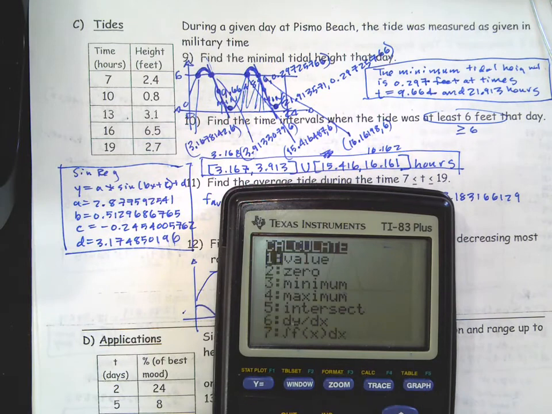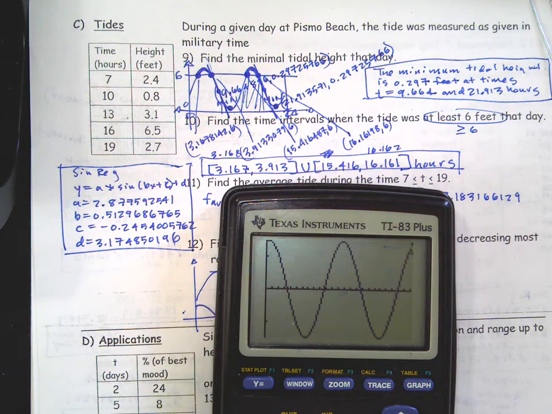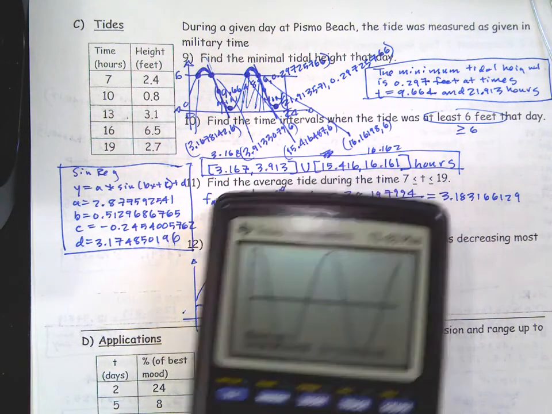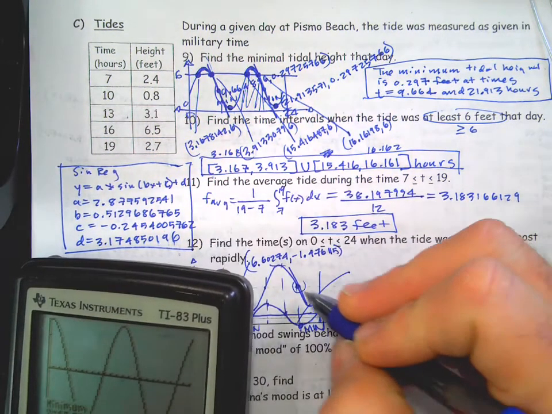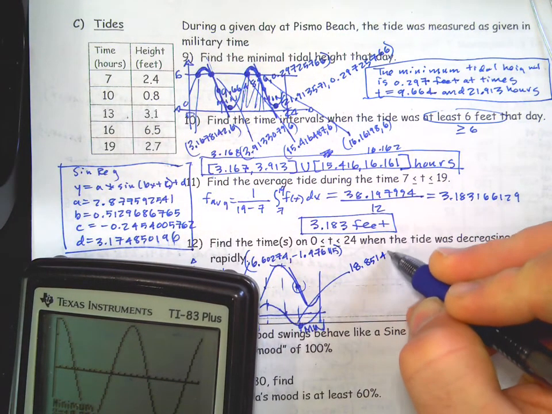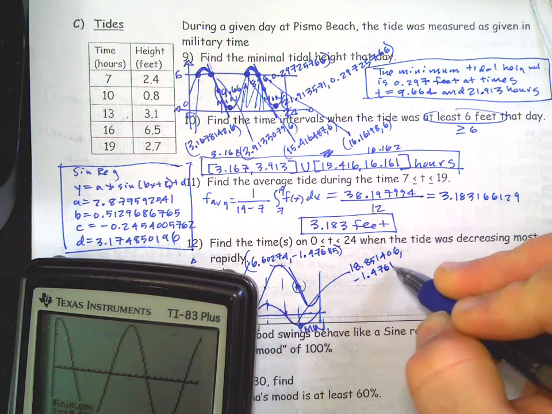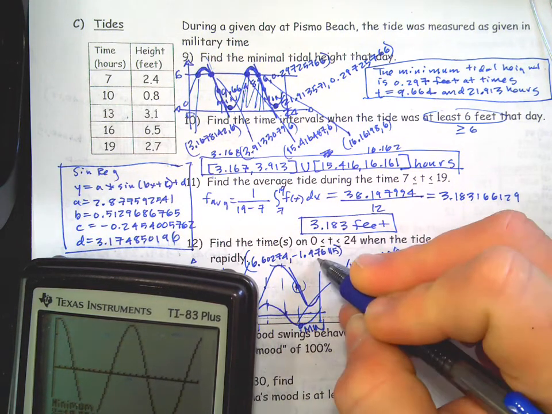Second, calculate minimum. This was 12. So this is probably maybe around 18. So we could say maybe like 16 to 20, guess 18. I try and get my left and right bounds close, but give me enough room to be wrong and still find the answer. So this one is 18.851406, comma, negative 1.476115. No surprise, it's the same as that one.